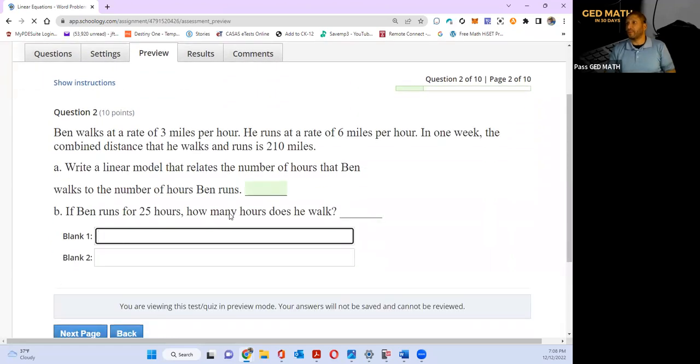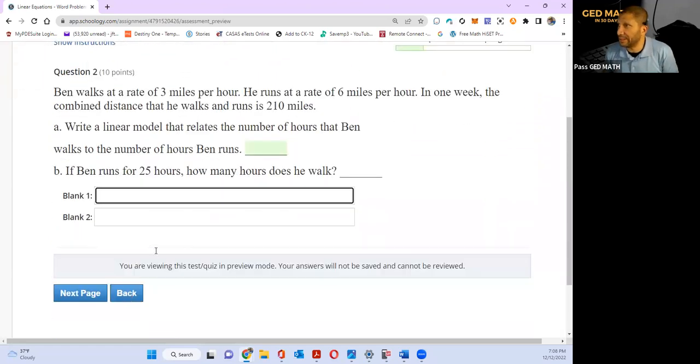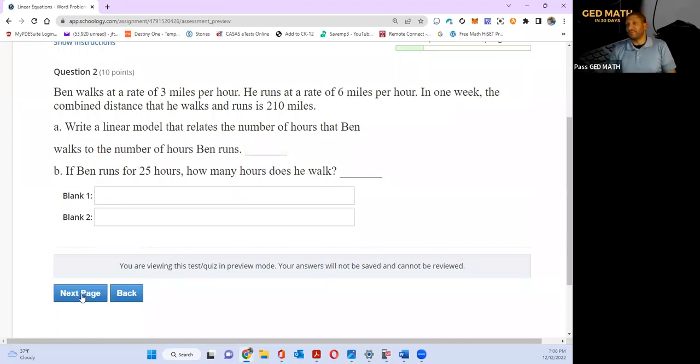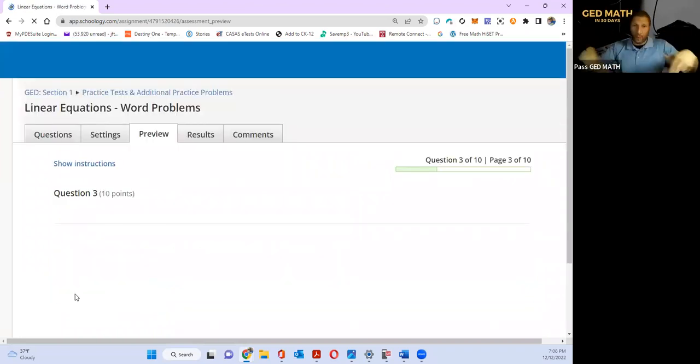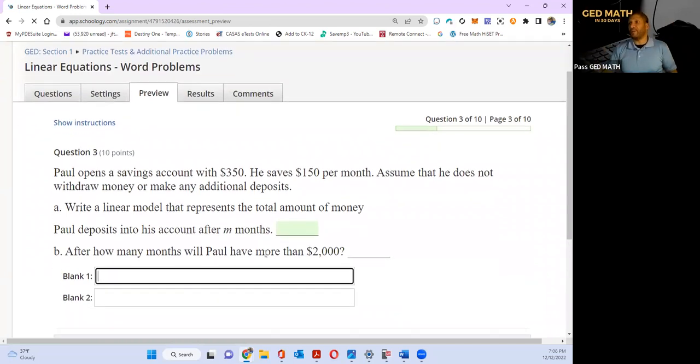Oh, no, not that one. That's a system of equations. So we'll still be in linear. A system of equations is multiple linear equations. But here we go right here.